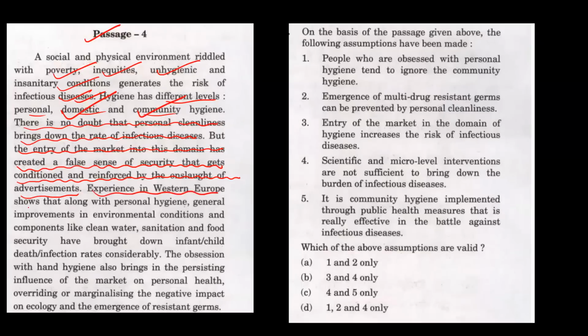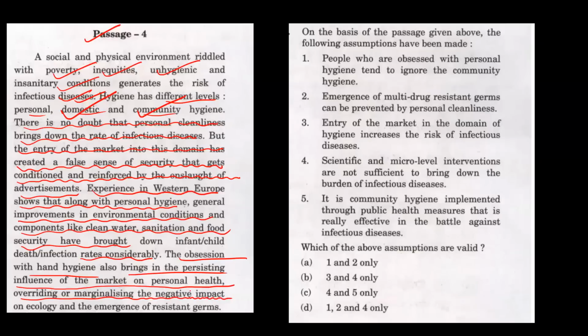Experience in Western European countries shows that along with personal hygiene, we need general improvement of environment conditions and components like clean water, sanitation, food security to bring down infant, child death and infection rates considerably. The obsession with hand hygiene also brings in persisting influence of market on personal health, overriding and marginalizing the negative impact of ecology and emergence of resistant germs.